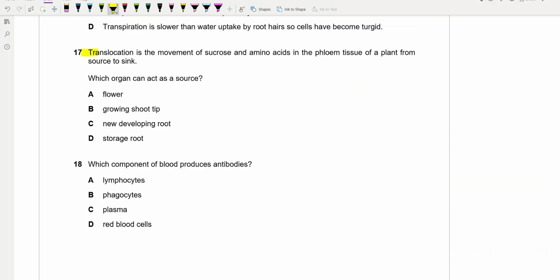Question number 17. Translocation is the movement of sucrose and amino acids in the phloem tissue of a plant from source to sink. Which organ can act as a source? Storage roots can act as a source. The answer would be option D, storage root. Question number 18. Which compound of blood produces antibodies? Lymphocytes produce antibodies, so the answer would be option A.